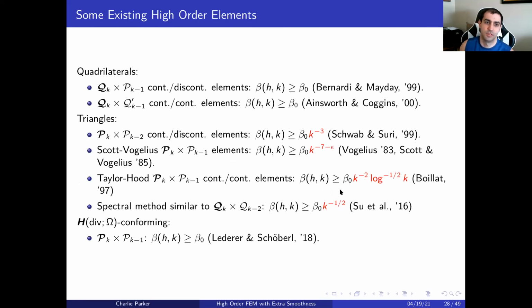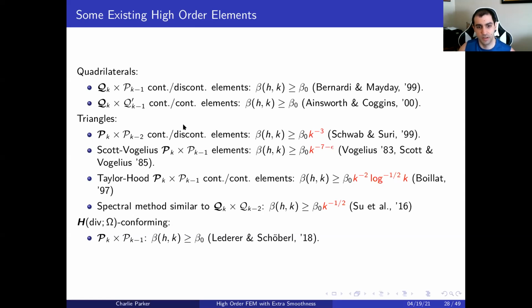Okay, so there are a lot of existing high order elements for this problem already. On quadrilaterals, for example, you could use Q_k, P_{k-1} continuous-discontinuous elements, which satisfy a uniform inf-sup condition, or you can use this Q_k prime space or this serendipity space, which is continuous, and that also has a uniform inf-sup condition. There are others on quadrilaterals, but I'm mostly focused on triangles. I just picked the two uniformly stable ones.